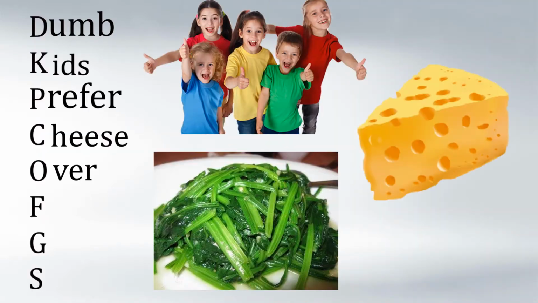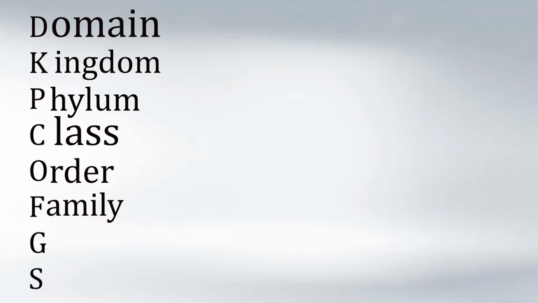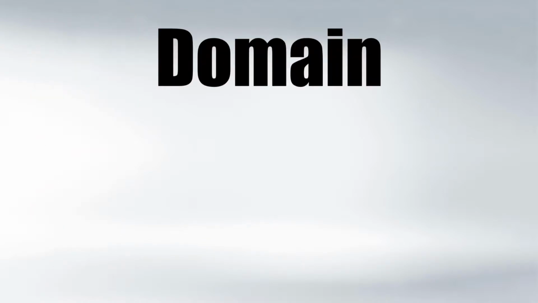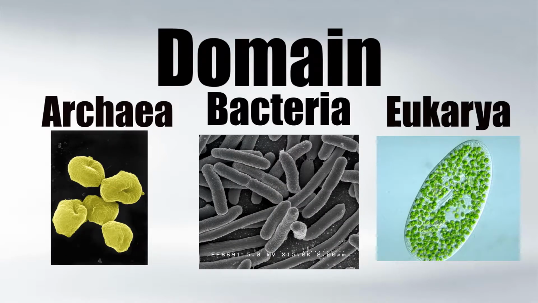Dumb kids prefer cheese over fried green spinach, or Dear King Philip came over for good soup. Domain, kingdom, phylum, class, order, family, genus, species. The broadest of these groups is domain, which has only 3 categories, which are archaea, bacteria, and eukarya.